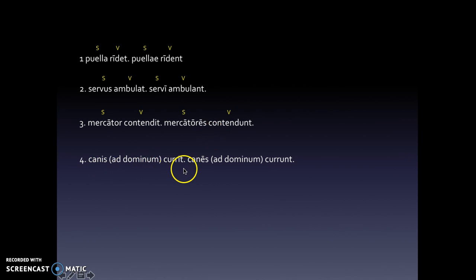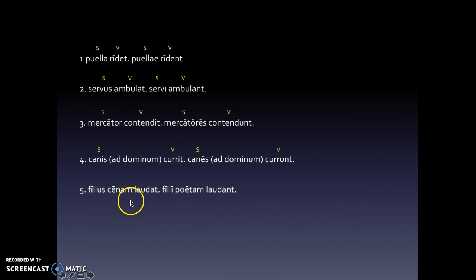Canis ad domum currit, canes ad dominum currunt. So ad dominum, dominum is accusative, but it's going with a preposition. So we're going to set it aside in our parentheses and label what we have left. Canis, singular nominative, so we have a singular subject. We also have a singular verb. Canes, plural. We have a plural subject. We also have a plural verb. So the dog hurries to his master. His is just assumed. The dogs hurry to their master. Again, the is just assumed. You could just say the master if you'd like.